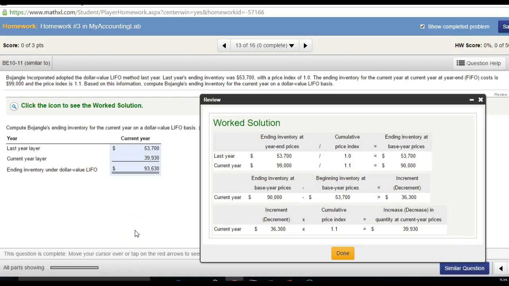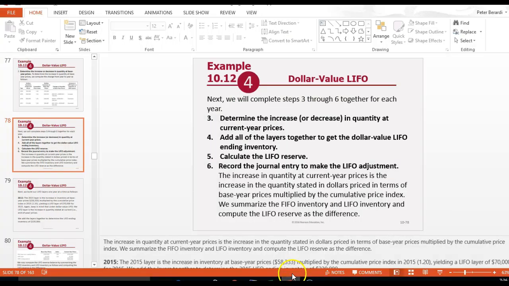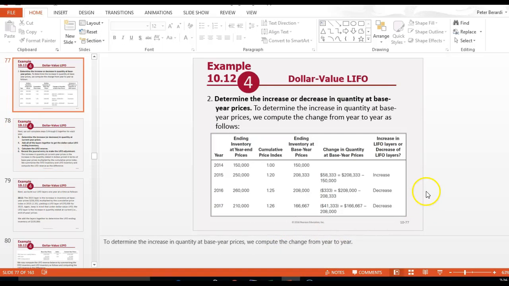Hello, we're going to go over our homework number 3 in my accounting lab for financial reporting 2. This question deals with our FIFO and LIFO dollar value concept. Let's just review that real quick from our PowerPoint.